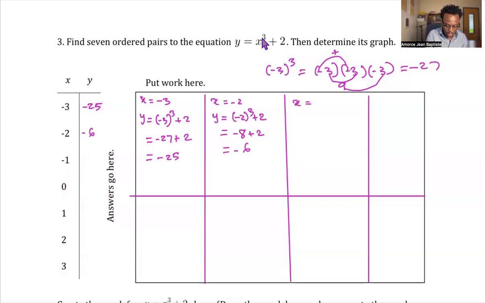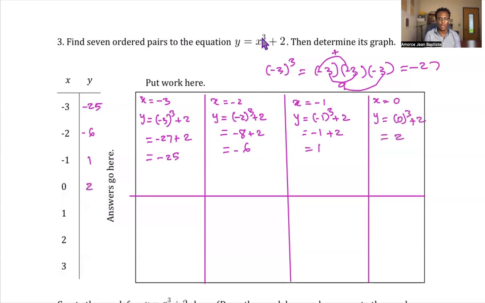X equals -1. Y is going to be -1 to the third plus 2. That's -1 plus 2 equals 1. Y equals 1 when x equals -1. X equals 0. Y is going to be 0 to the third plus 2. That is 2. Y equals 2 when x equals 0. And let's go with x equals 1. That's y equals 1 to the third plus 2. That is 1 plus 2, 3.